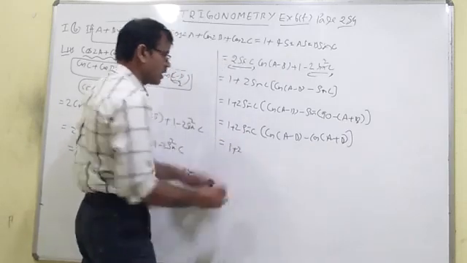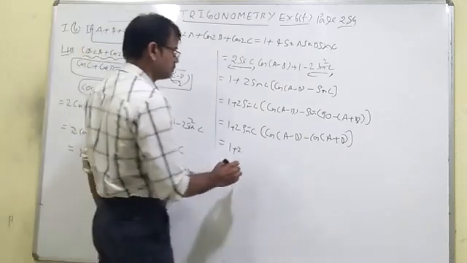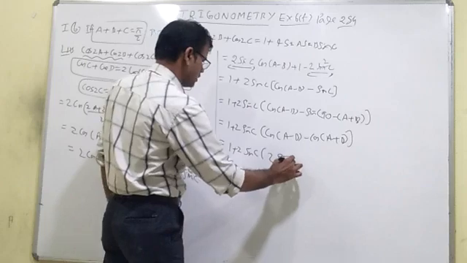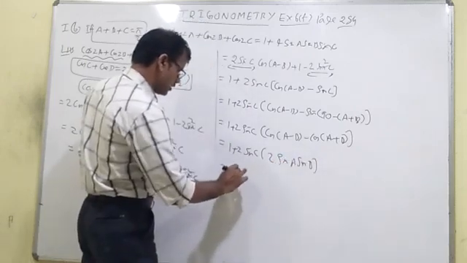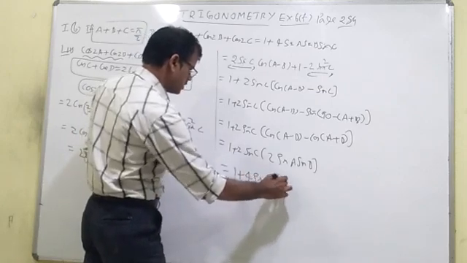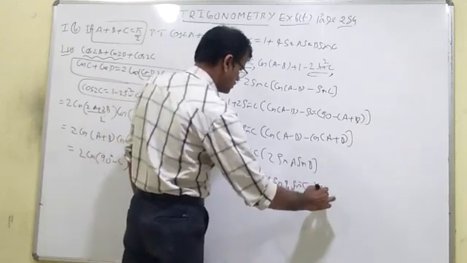Direct formula we have: cos (a minus b) minus cos (a plus b) is 2 sin a sin b. So multiply and write in order: 1 plus 2 twos are 4, sin a into sin b into sin c. This is RHS.